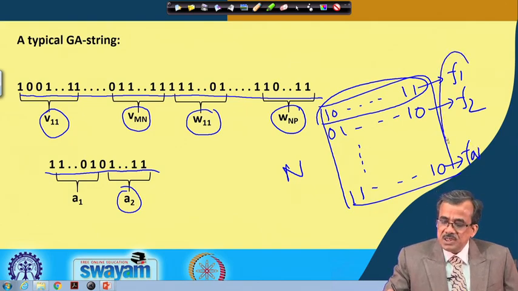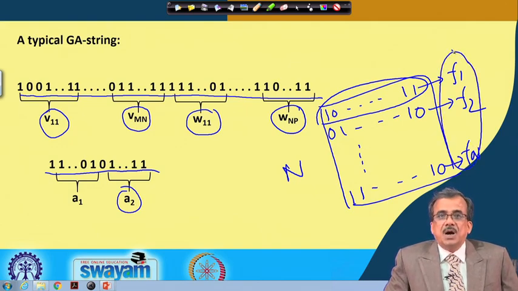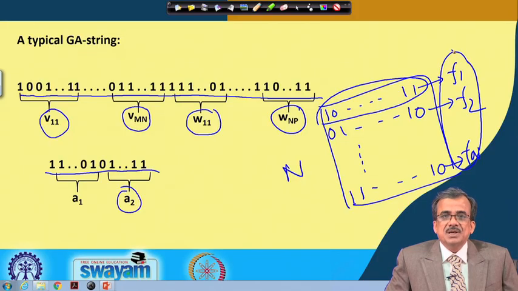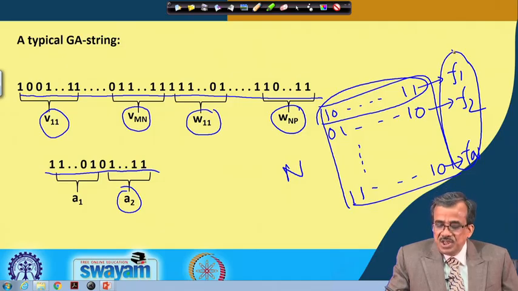Once you have this fitness information, we can use the operators like reproduction, crossover and mutation, and through a large number of iterations the GA will try to find that particular network which will be able to predict this input-output relationship very accurately.